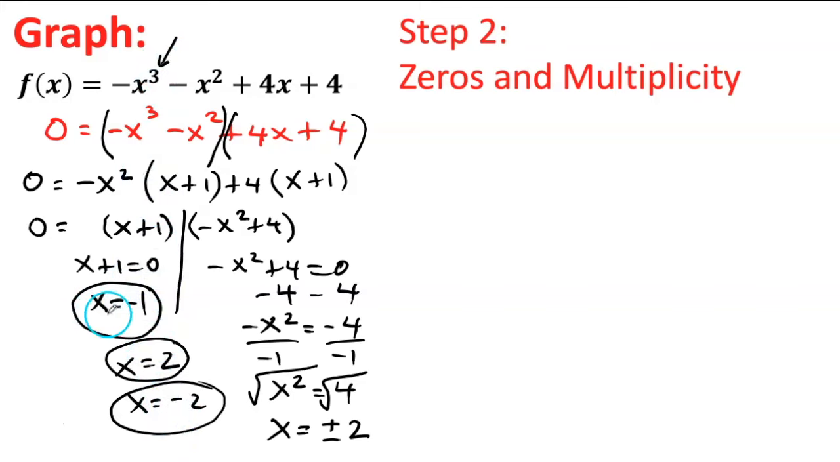How many x = -1s do I have? 1. So my multiplicity is 1, which means it's odd. Same thing here, only 1. Same thing here, only 1. So I have 1 of each. Therefore my multiplicity is 1. So according to my chart, that means these zeros, and -1, are going to cross the x-axis. That's what the multiplicity odd means. All right, let's keep going.